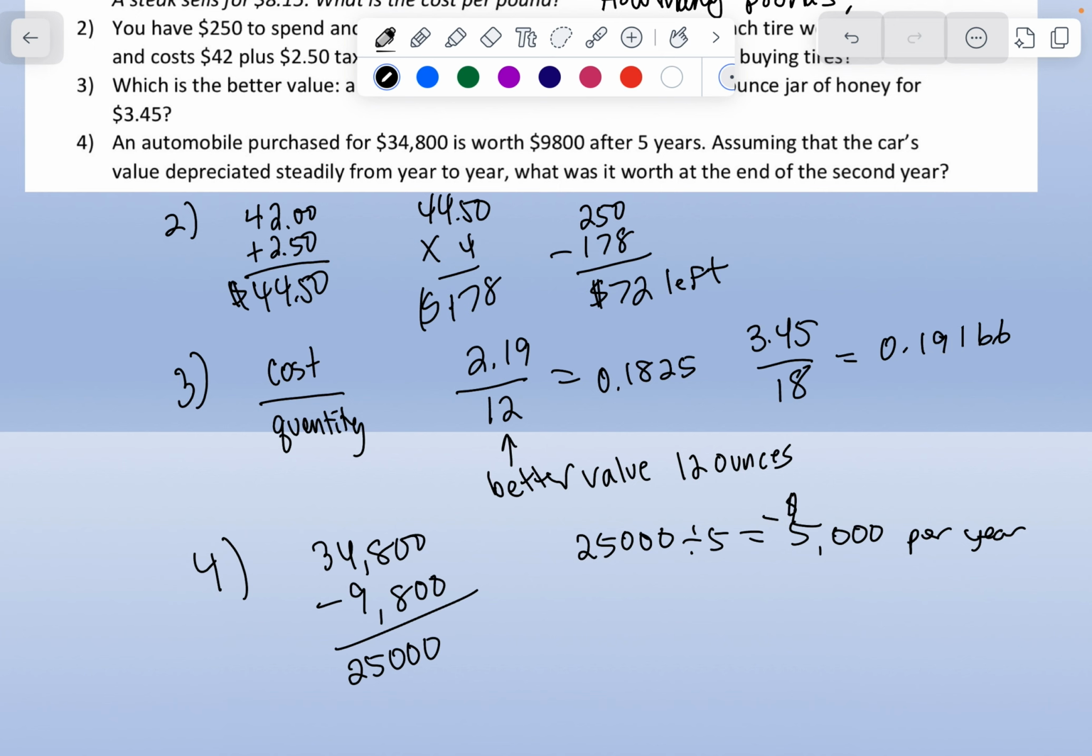Well, the first year, it's $34,800. If we multiply this by 2, or at the beginning, it's $34,800. In 2 years, it would go down by $10,000. So it would have been your $34,800 minus off the $10,000. It would have been worth, at that point, $24,800.